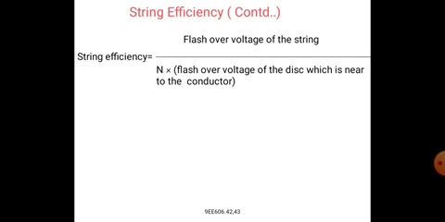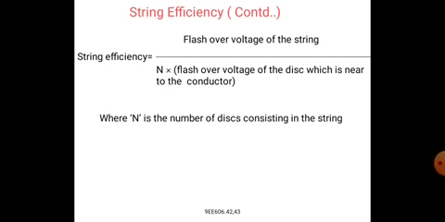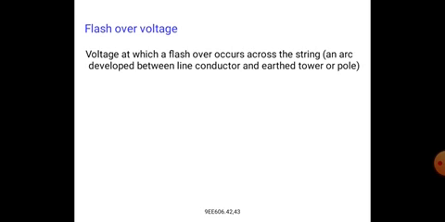Flashover is the voltage at the maximum bearing capacity of the conductor, that is, flashover of the string divided by N times the flashover voltage of the disc which is near to the conductor, that is the maximum voltage of the disc. N is the number of discs in the string. Flashover voltage is the voltage at which a flashover occurs across the string, an arc developed between the line conductor and the earth tower.